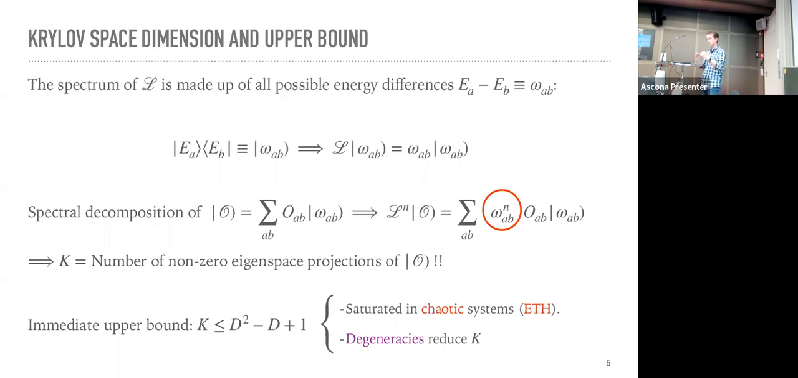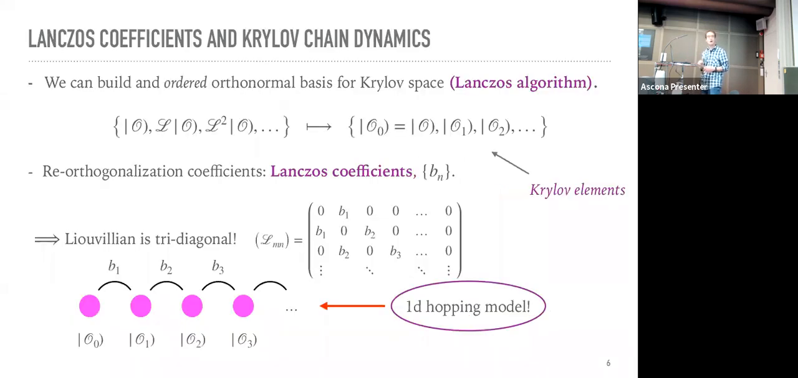And furthermore, any degeneracy or any zero matrix element of the operator in the energy basis is just going to reduce the Krylov dimension. So this seems to be a quantity that is very sensitive to how the operator is intricately entangled in the spectrum of the Liouvillean. Once we have this, we can move on to try to study time evolution. So how in particular the operator explores Krylov space.